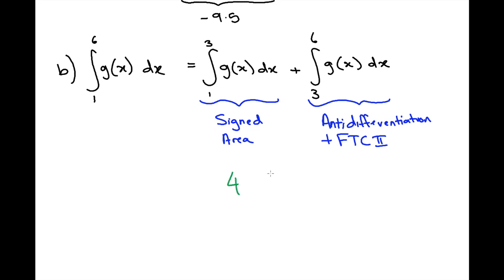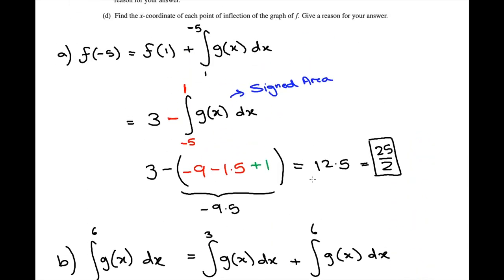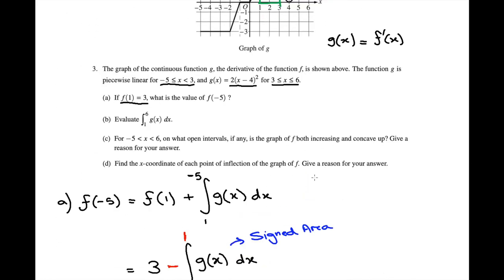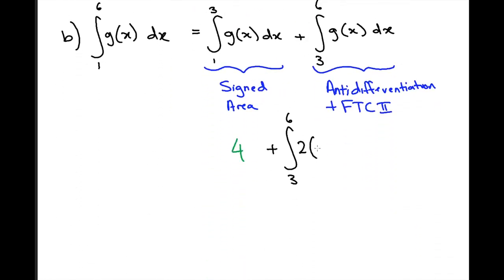So we have 4. And then on this side, for that piece, we're going to have the integral from 3 to 6 of 2 times, what is that? Yeah, x minus 4 squared dx. And this right here will require a little bit more work. Okay, so there's a couple of different ways.